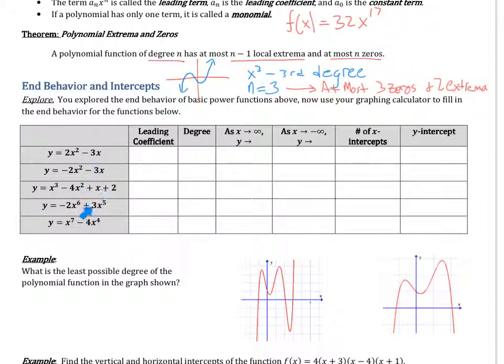So if we take a look, if you got a graphing calculator, you may want to plug these in real quickly and see what you get for the end behavior of each of these. Now, end behavior is what happens as a function goes to the right and goes to the left. This function that I just graphed here, as it goes to the right, it goes to infinity. As this goes to the left, it goes to negative infinity. Okay, so that's called the end behavior.